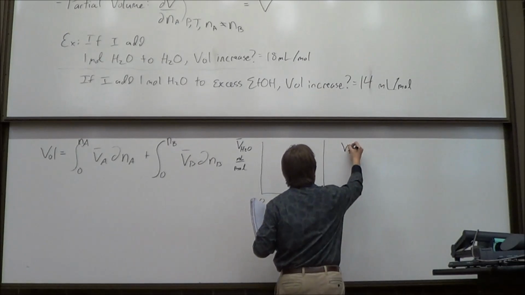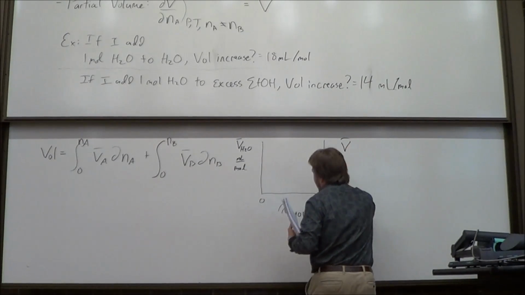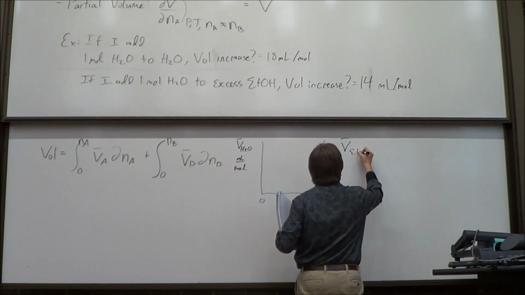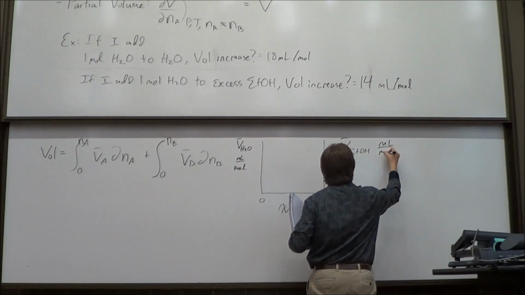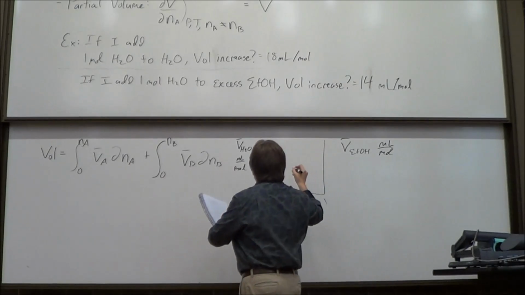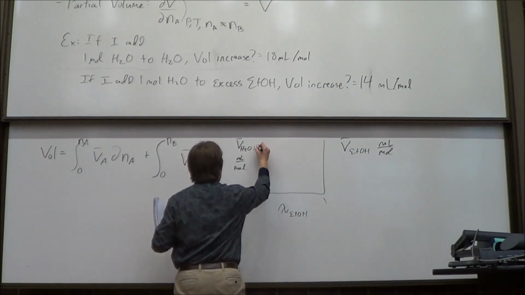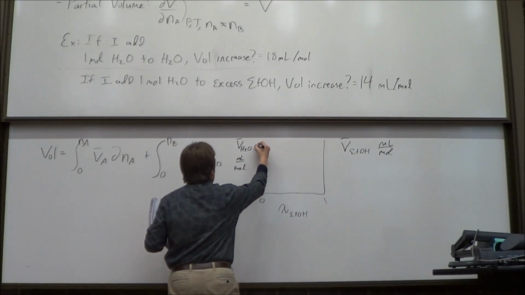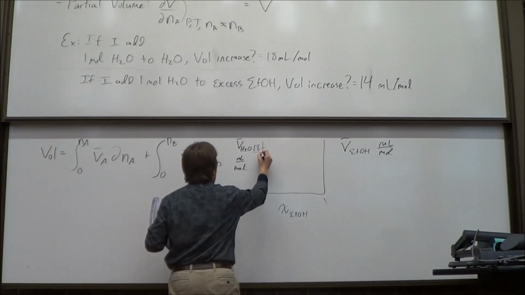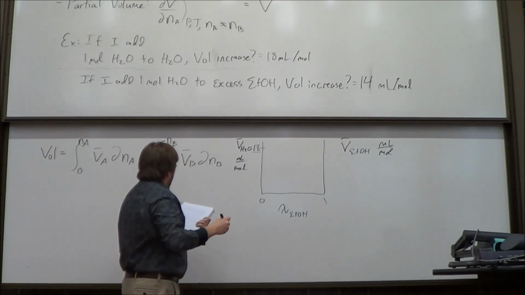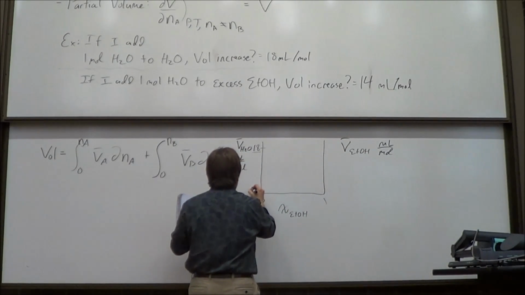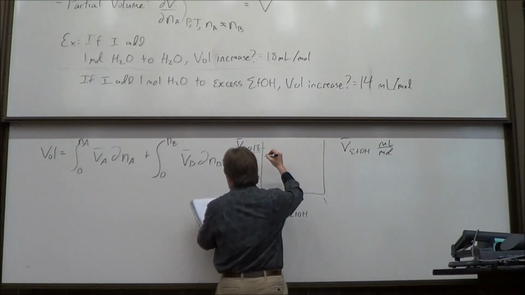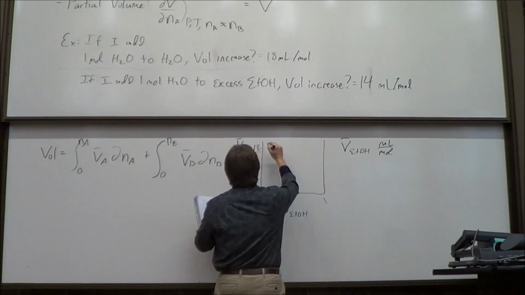Sorry, I'm writing way too small. This will be the mole fraction, the partial volume of ethanol. It will also be in mils per mole. Now, of course, pure water needs to be at 18. Sorry, this is hard to see. This is 18. And again, sorry to do it this way, but I'm going to draw data, 14. And the way it looks is like this.